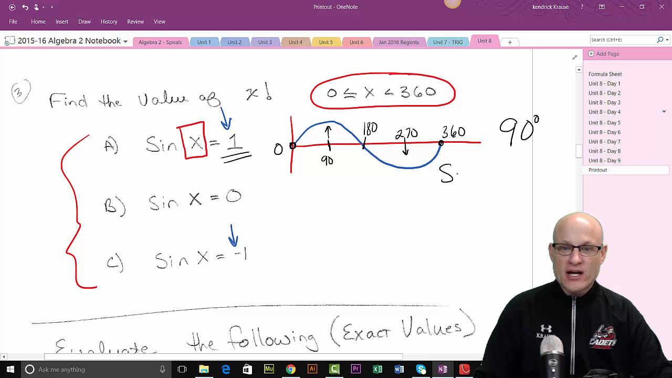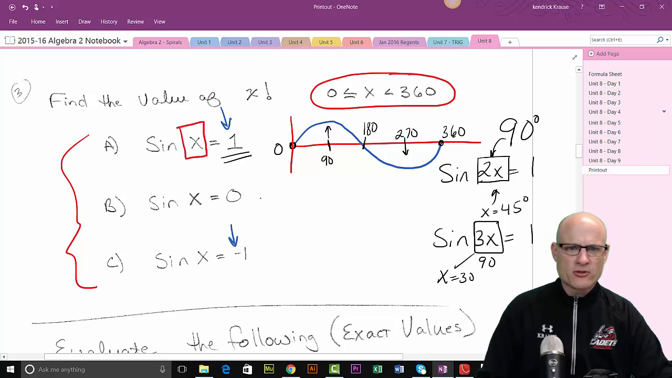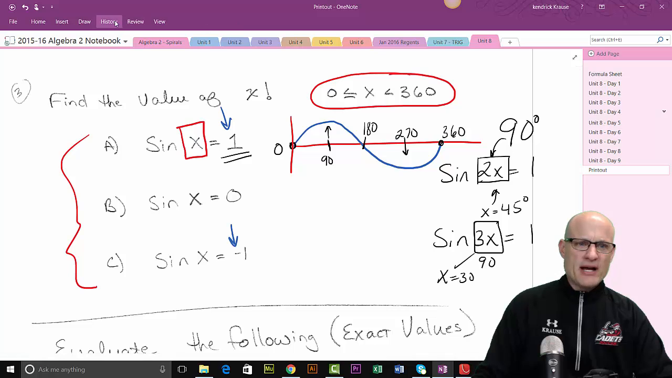What if I ask the sine of 2x equals 1? Well, what would x have to be? Well, I know this whole thing would have to be 90 degrees. Therefore, x would have to be equal to 45 degrees. What if I said the sine of 3x equals 1? Well, again, I know that the sine of this thing would have to be 90 to equal 1. So in this case, 3x would equal 90 or x would equal 30. Not really sure why I did that. It doesn't really matter. Let me highlight these.